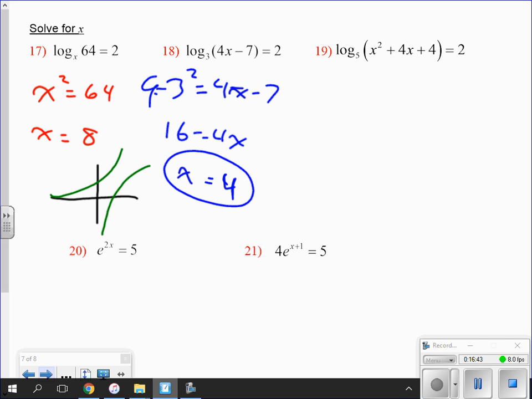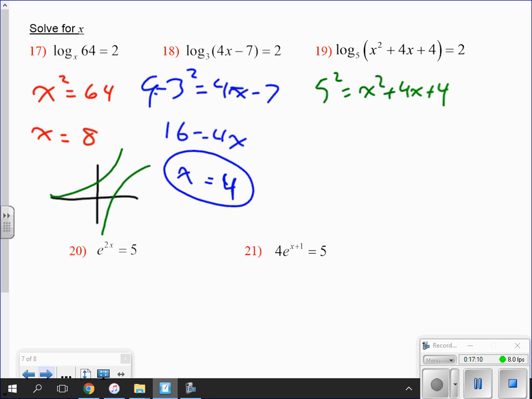Same thing on the next one. So this one, and I'm going to change the sign. Well, actually, no, I can do this just fine. So I have 5 squared equals x squared plus 4x plus 4. Yes, that is x plus 2 squared. And you can actually do this in several different ways. You can rewrite it as x plus 2 squared, square root both sides, solve that.